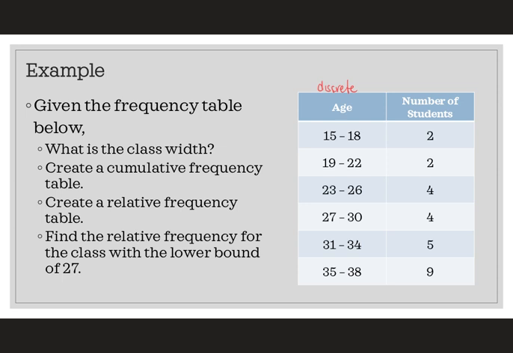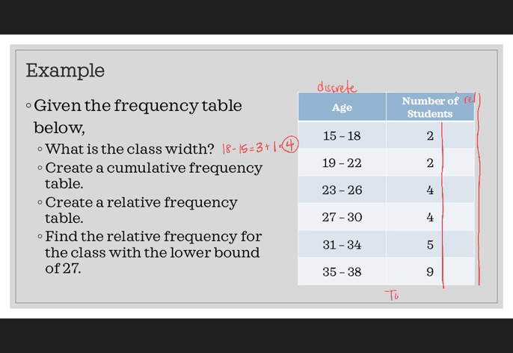So for our class width, pick any of the classes, they should all be the same. We're going to take 18 minus 15, and I get 3. Add that 1 back in, so our class width is 4. Now I'm going to do relative and cumulative together because it actually makes more sense to do relative first. I'm going to put relative frequency in this little column, because I did not plan this out very well, so I apologize.